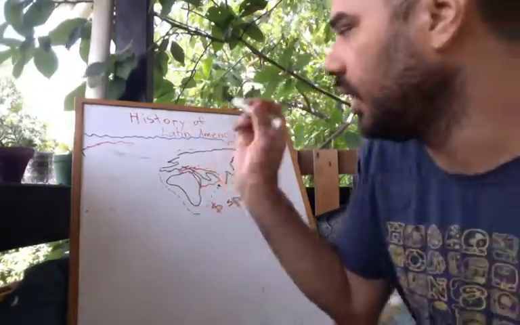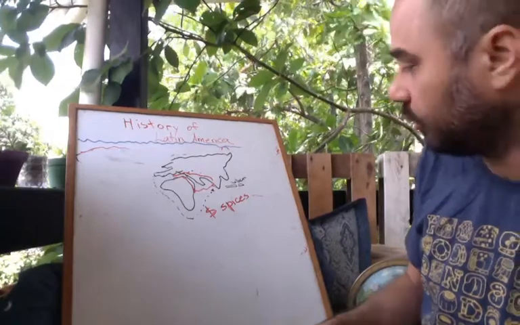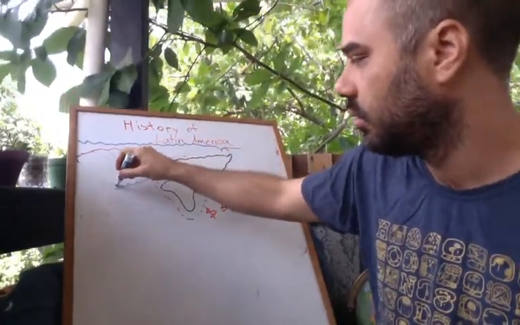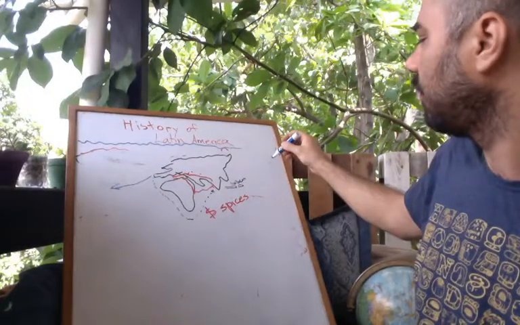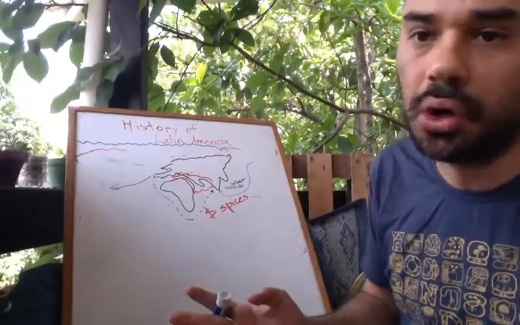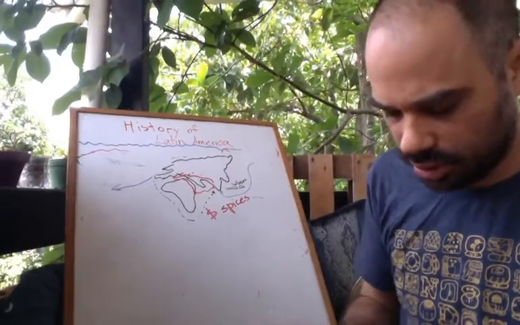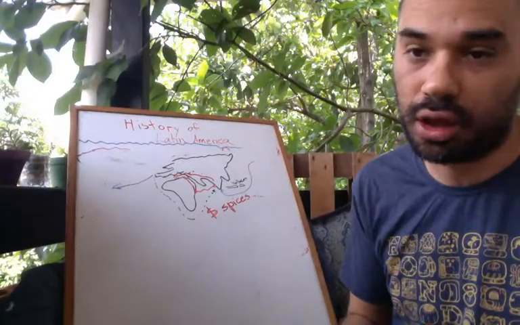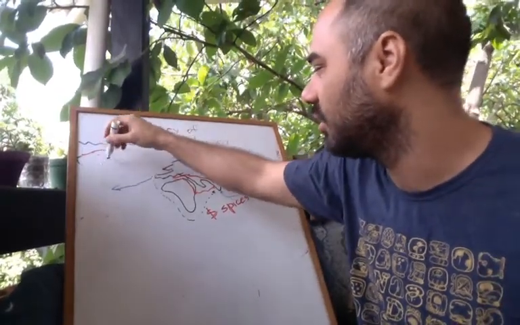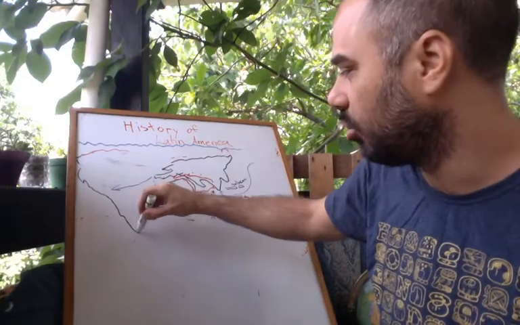So he knew that eventually, if he sailed to the west, he would get to India, right? So his logic was correct. But there was a problem with his logic. He thought the world was smaller than it is, and he didn't know about a continent being in his way. And this is our continent, people.